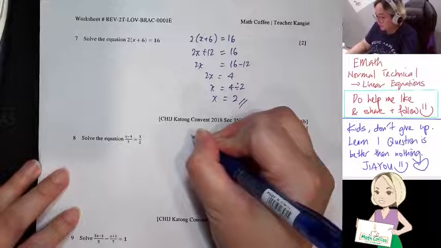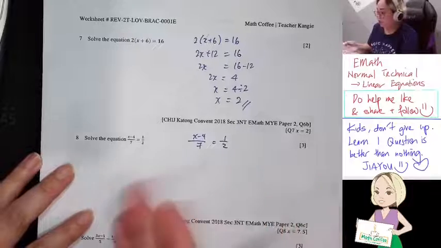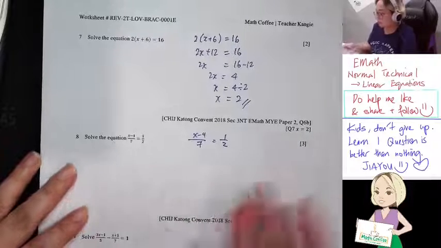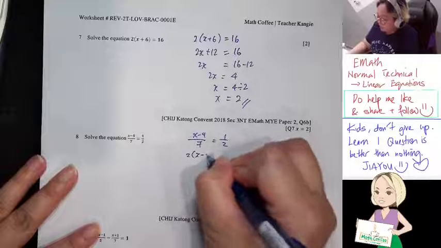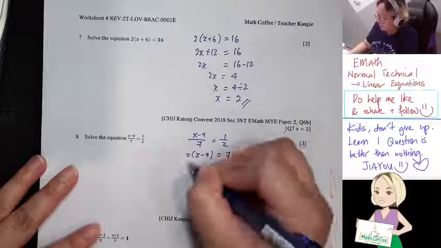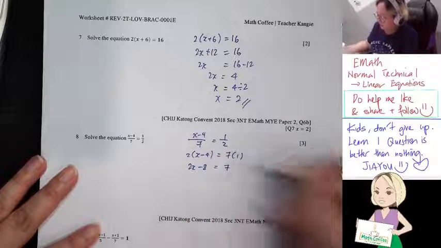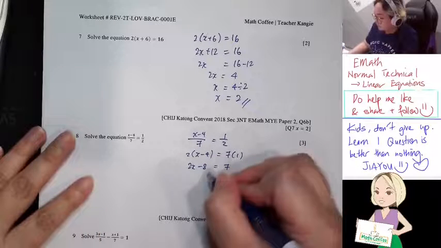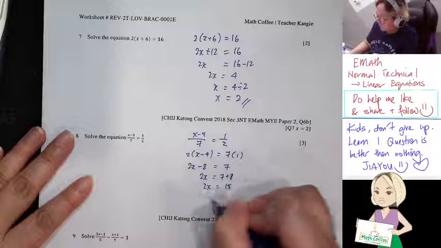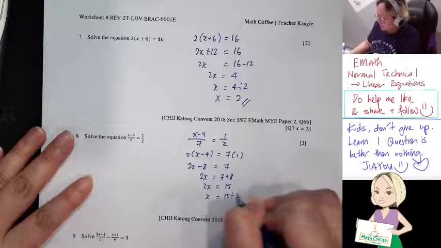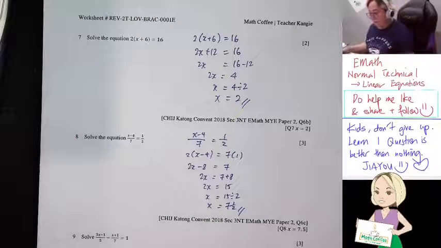Last 3 questions. So x minus 4 over 7 equals half. This one is already a single fraction on both sides. I don't even need to put over 1 because this one is half. So straight away cross multiply. It will be 2 rainbow with x minus 4 equals 7 times 1. Rainbow, so we have 2x minus 8 equals 7. So 2x equals 7 plus 8, so 2x equals 15. x equals 15 divided by 2. So x equals 7.5.